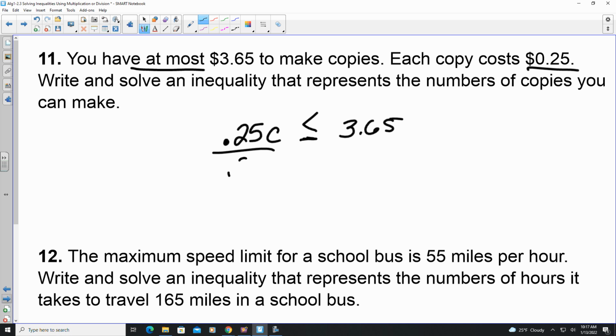So dividing 0.25 to both sides, I got 3.65 divided by 0.25, and I get C is less than or equal to 14.6. So they want you to solve. It says, how many copies can you make? Well, you really can't make 0.6 of a copy. So you can have up to 14 copies made.